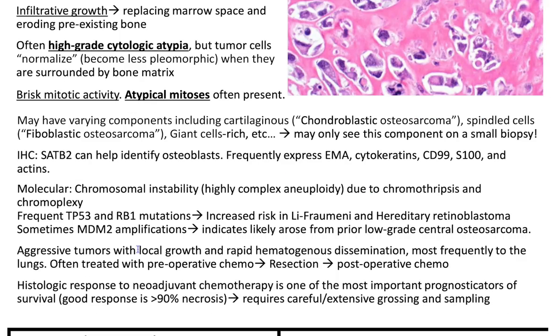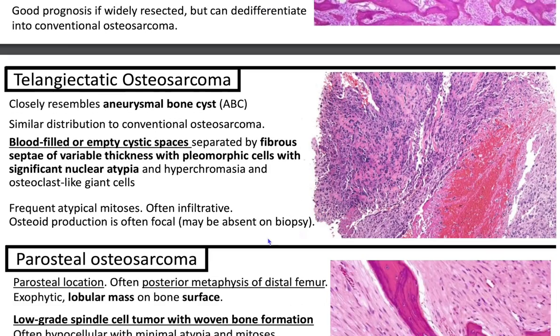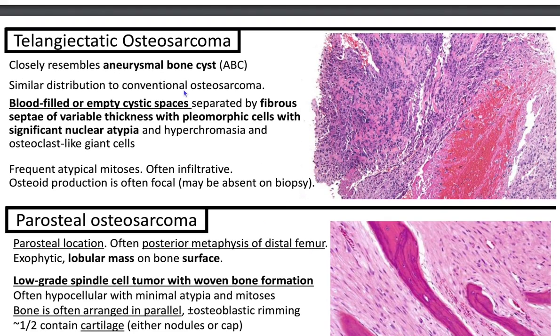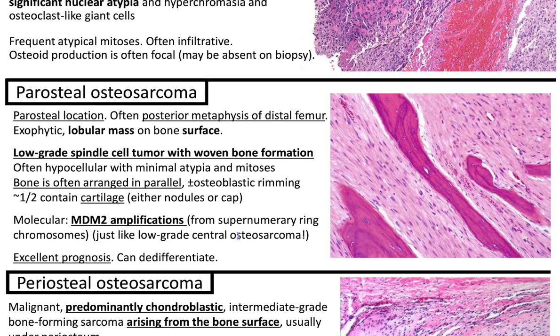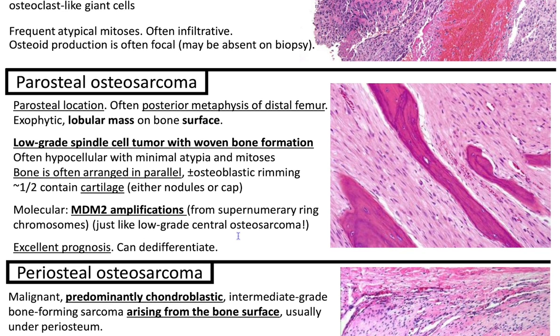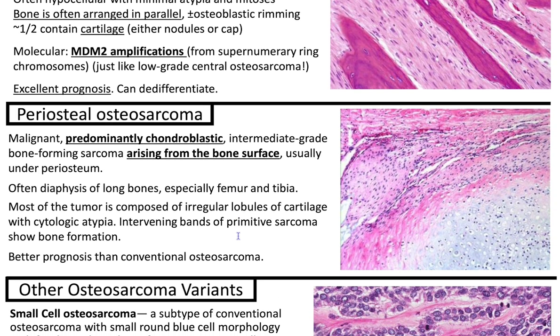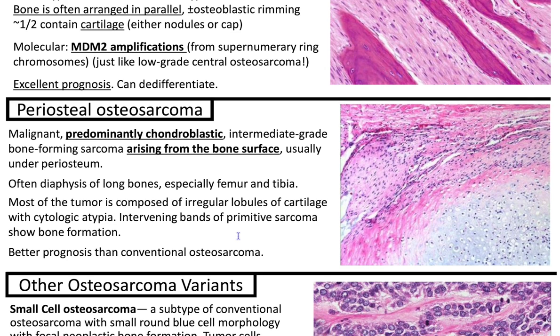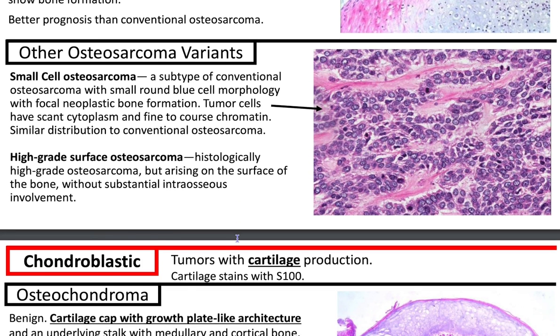Osteosarcoma, you can have high-grade central osteosarcoma. You can have low-grade central osteosarcoma. This one has the MDM2 amplification. Telangiectatic osteosarcoma, think about your differential of ABC, which has your USP6 molecular finding. Parosteal osteosarcoma has the best prognosis. It's on top of the bone, has the MDM2 amplification. You can have cartilage. Periosteal osteosarcoma, predominantly chondroblastic and arising from the bone surface, usually under the periosteum. You can have small cell osteosarcoma and high-grade surface osteosarcoma.